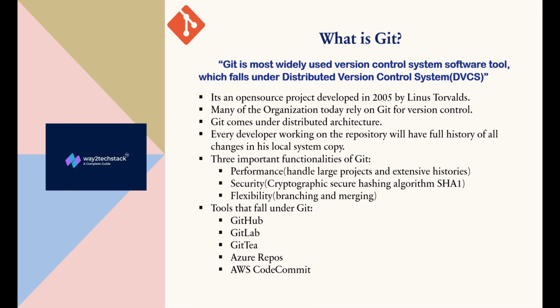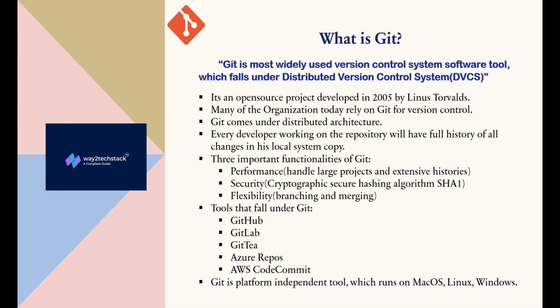Now let us see what are the tools we have under Git. We have GitHub, which is owned by Microsoft, and then we have GitLab, Azure Repos, and AWS CodeCommit. These are the few which I have listed as part of Git Version Control System. Not only that, Git is a platform independent tool. You can install it on Mac operating system, Linux operating systems, and Windows operating system as well, where we have the flexibility to run the Git CLI commands.